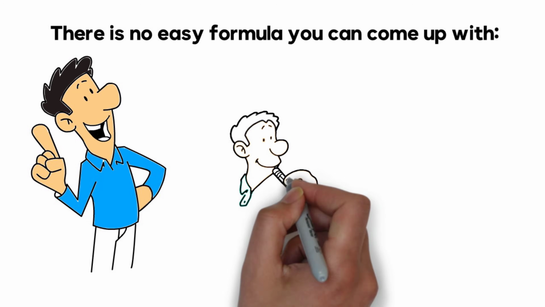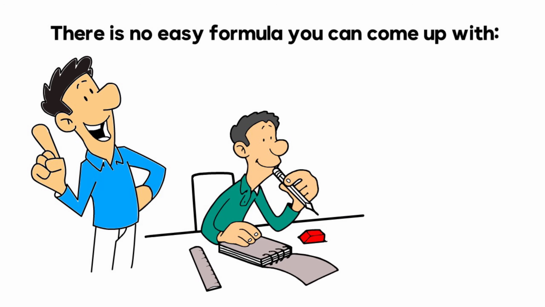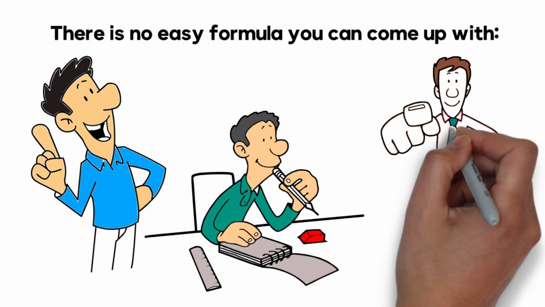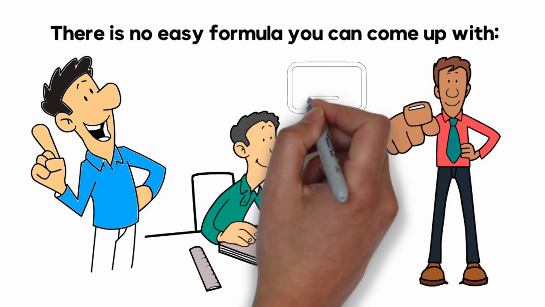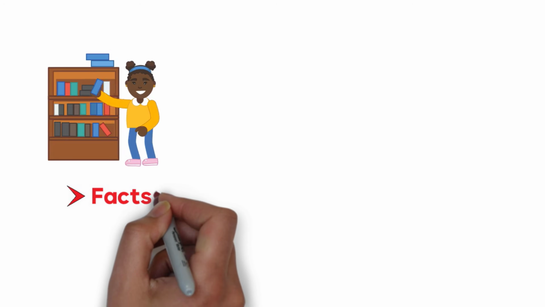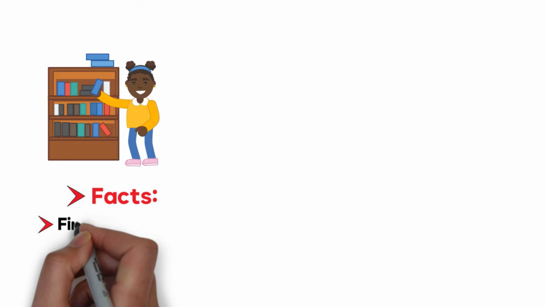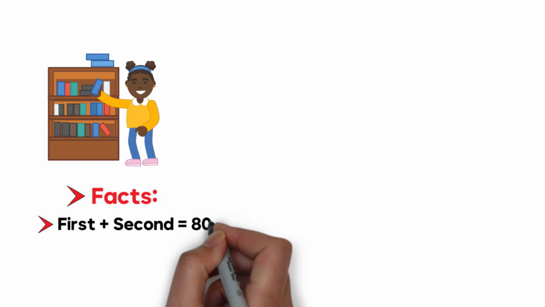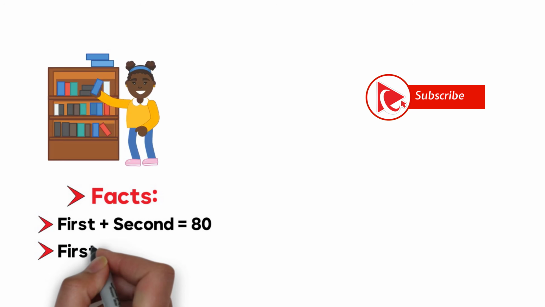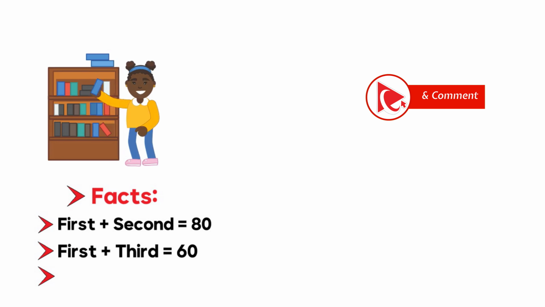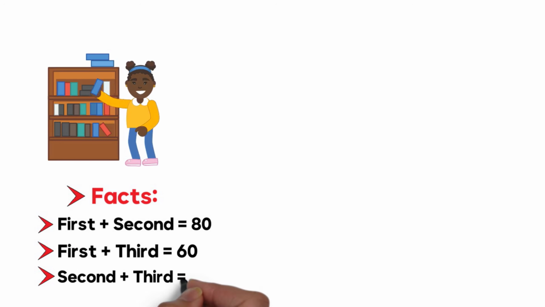Maybe you're different, at least this is how it was in my case. So if you can come up with a formula, please make sure to post it in the comment section of this video. But what I did, I started looking at the facts. And the facts are that on the first and second bookshelves, we have 80 books. On the first and third bookshelves, we have 60. On the second and third, we have 40.